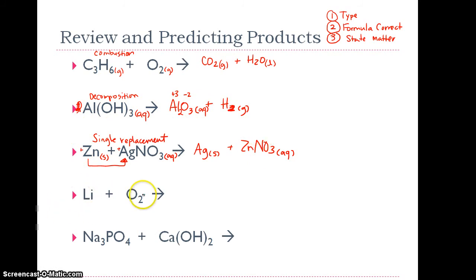Okay, lithium and oxygen, this is definitely a synthesis reaction. Synthesis because we have two elements up front, and they're going to combine together.